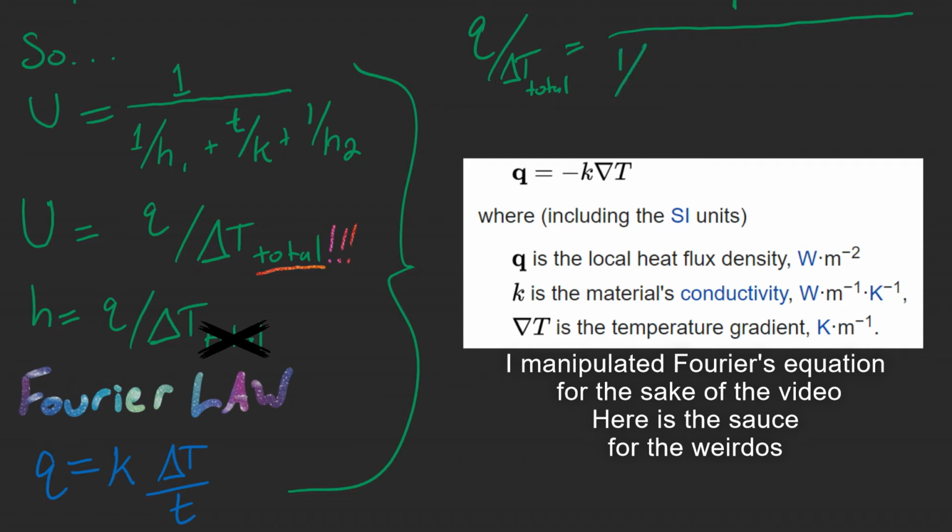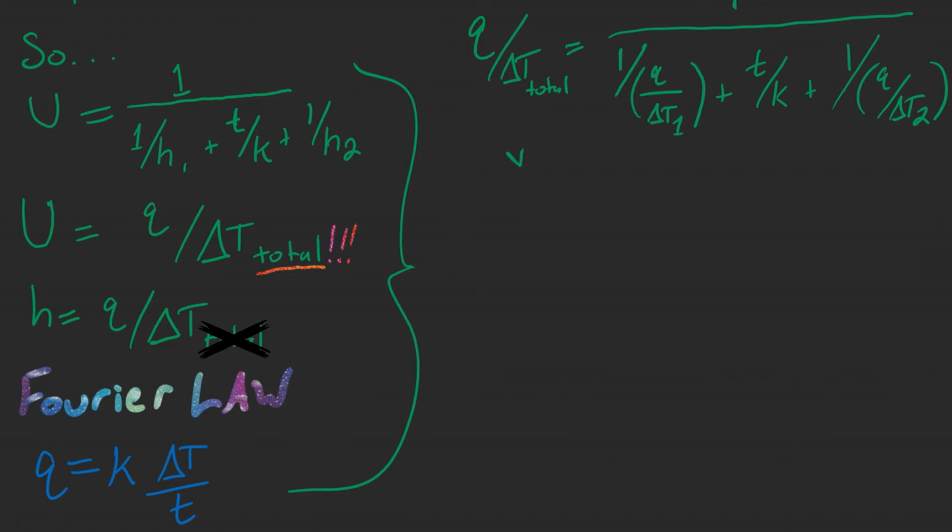We know what U equals, Q divided by delta T total. Plug that in. We know what H1 equals, so this is going to be 1 divided by Q divided by delta T1, plus T over K, plus 1 divided by Q divided by delta T2. All we're doing is substituting for H2. And all of this is under 1. It's cropped off at the top of the screen, but it is under 1.